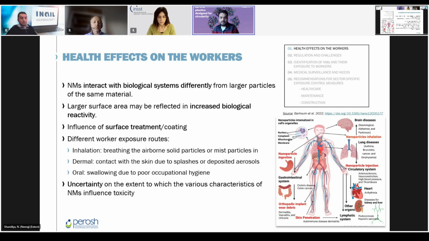Now, currently, there is an uncertainty as to the extent to which the various characteristics of nanomaterials influence toxicity. Through the development of new approach methodologies in some of the recent EU projects, research has suggested that in several cases, the physical properties of a nanomaterial, for example, the size, shape, or the crystal structure, may be important in determining the nature and extent of the toxicity. Particular concern is regarding the fiber-shaped nanomaterials or other advanced nanomaterials.